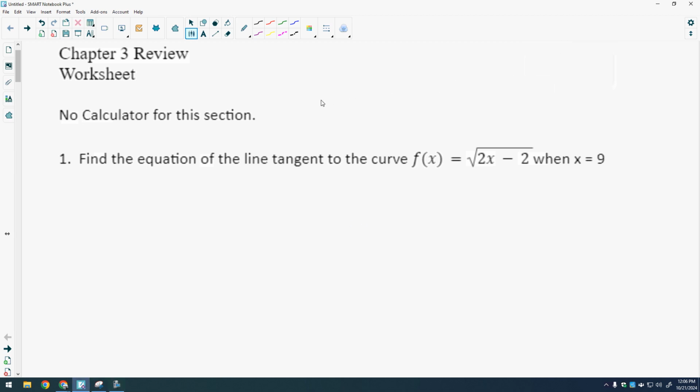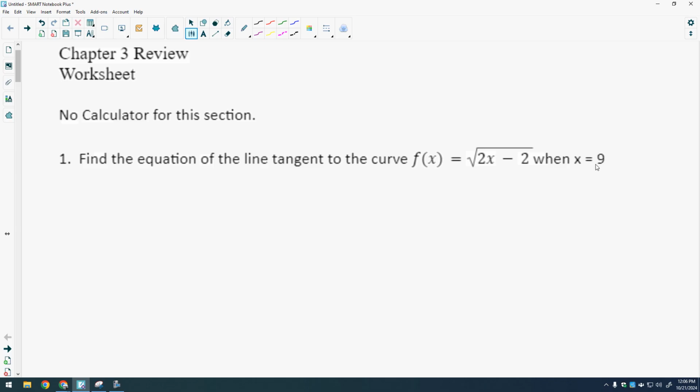All right, plan for this recording is to talk through the Chapter 3 review worksheet. So let's get rolling. Question number 1, find the equation of a line tangent to a curve. In order to find the equation of a line, I need the slope and I need a point.